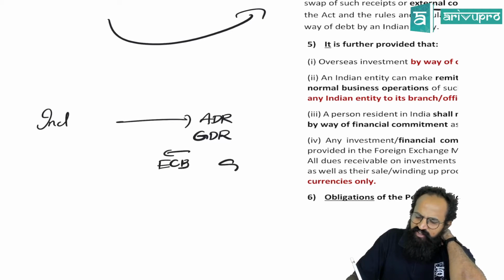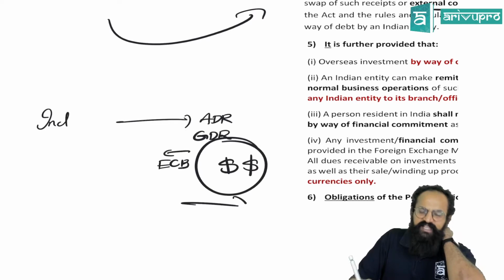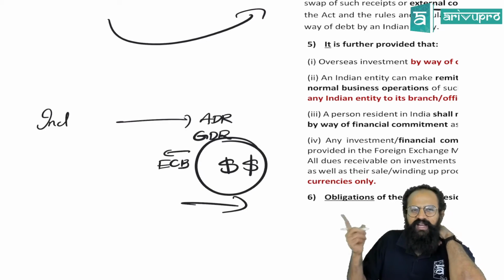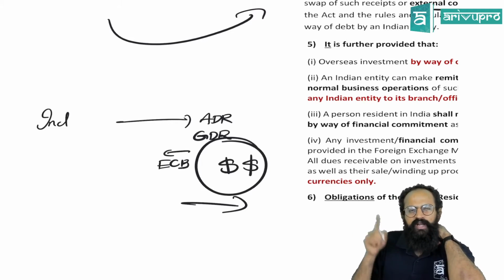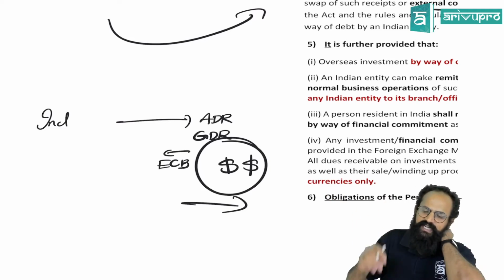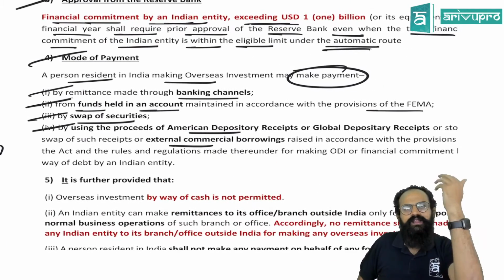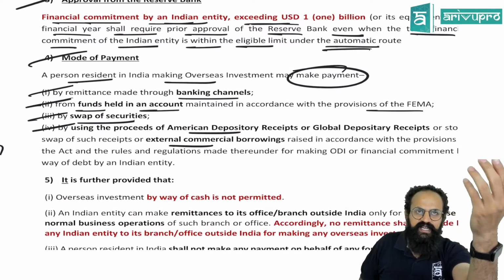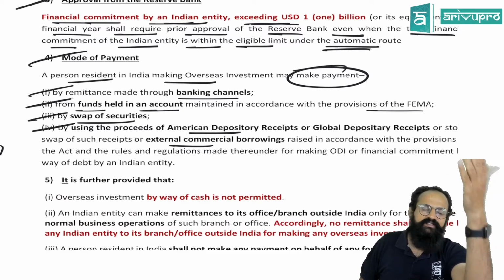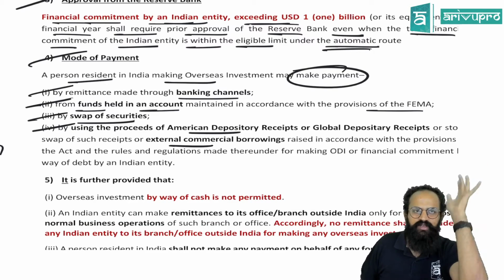In all these cases, you are getting dollars, right? The dollar you will take there only, you will invest there only. Remember this. Regarding this, I'll give you a cross point later. ADR, GDR, ECB. Using all these, a person resident in India can make an overseas investment outside India. Absolutely allowed. Is this clear?